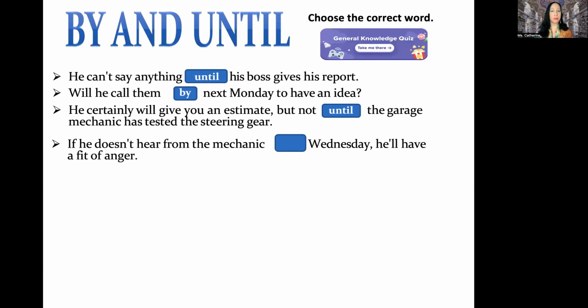If he doesn't hear from the mechanic blank Wednesday, he'll have a fit of anger. Oh no, a fit of anger means he's going to be angry. We don't want that, right? If he doesn't hear from the mechanic by Wednesday, or if he doesn't hear from the mechanic until Wednesday, he'll have a fit of anger. This is another tricky one. So think about what question does it answer? If he doesn't hear from the mechanic by Wednesday, excellent job.